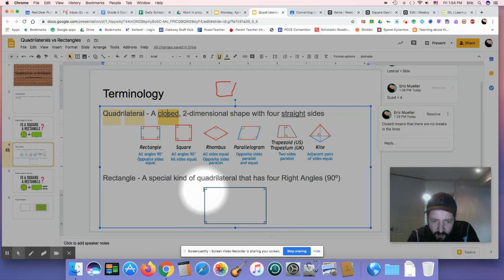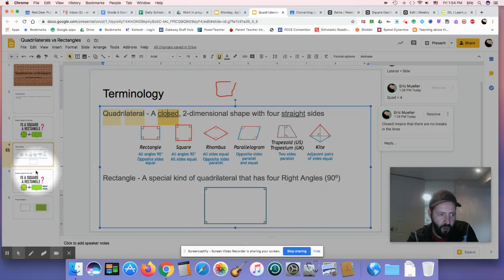And do remember that we would show that they're right angles by putting this little box, kind of making a little square in the corner there. So you can see that in each of the corners, we have one of those 90-degree angle markers. Therefore, this shape is a rectangle.